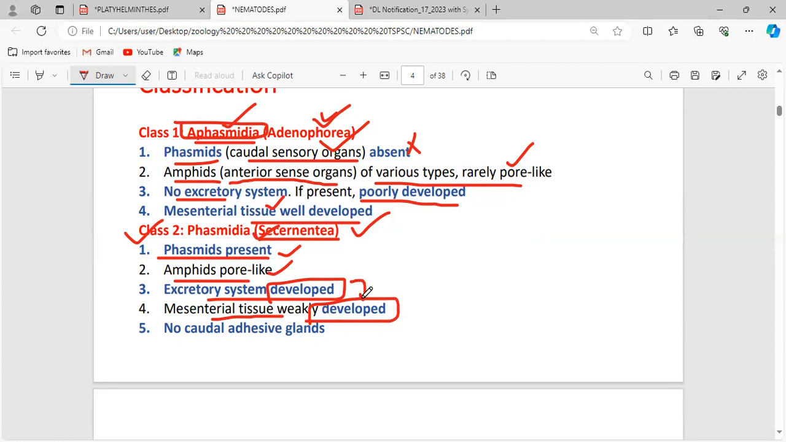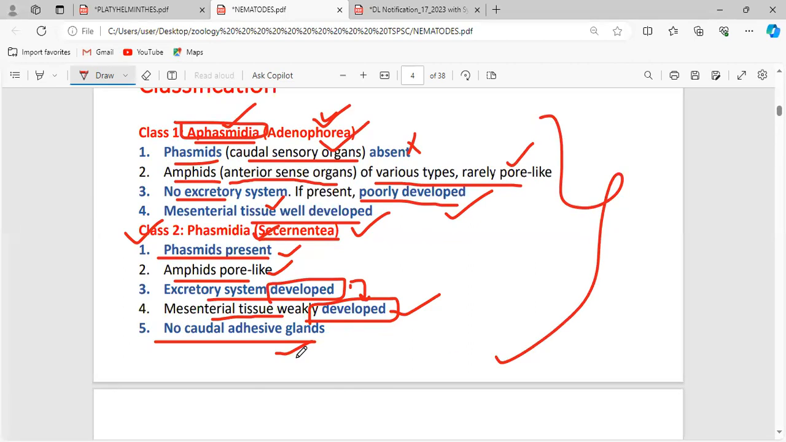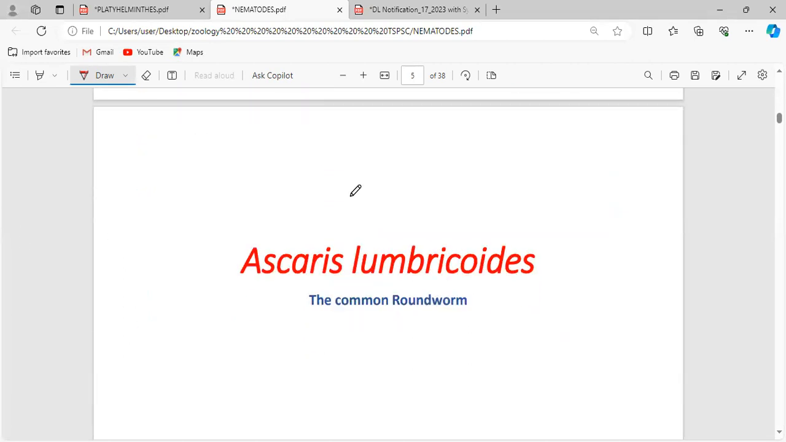Okay, this is the opposite point as Aphasmidae. In case of Aphasmidae, the excretory system is absent or poorly developed, but here it is developed. Mesenterial tissue is weakly developed in Phasmidae, but well developed in Aphasmidae. No caudal adhesive glands are present in the Phasmidae. Okay, these are the characteristic features of the class.